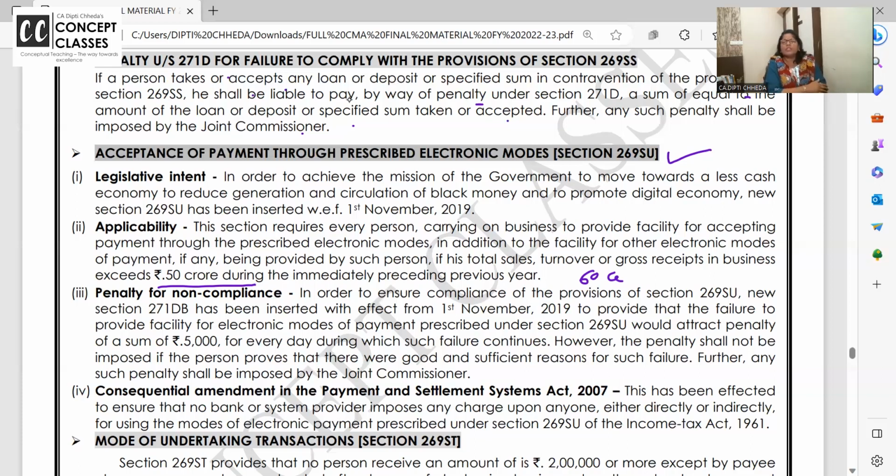So this is the motto. They say if you are doing business above 50 crores, mandatorily you should have all the payment options open. You can't say I don't have QR code payment, I don't have this.